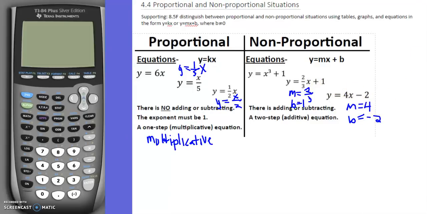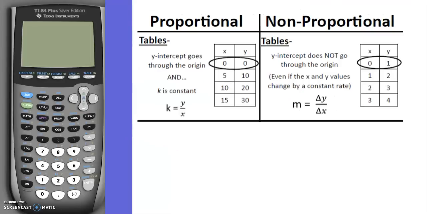Okay, let's take a look at tables. With the tables, they have to have 0, 0 to be proportional because it has to go through the origin, and it has to be constant. 10 divided by 5 is 2. 20 divided by 10 is 2. 30 divided by 15 is 2. The k is 2. If you were going to write an equation for this, it would be y equals 2x.